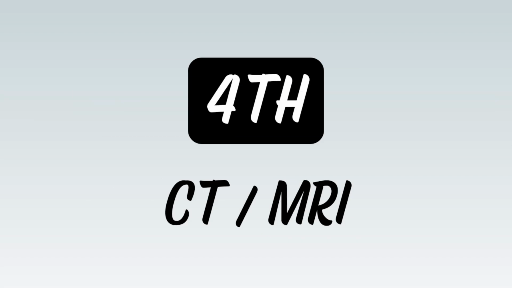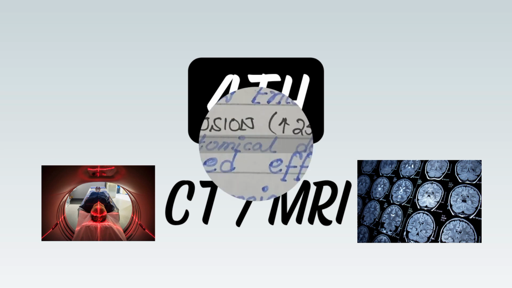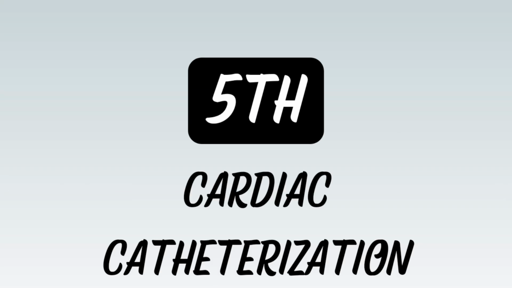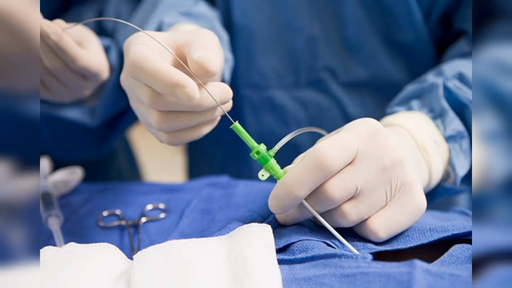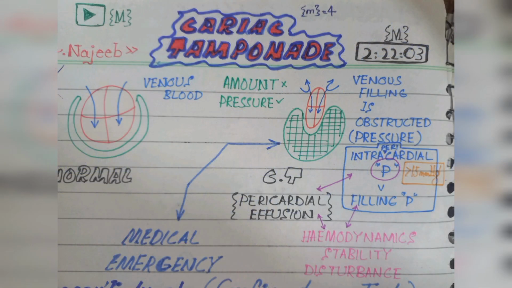The fourth is the CT scan or MRI of the heart, which will show anatomical details of the body with localized effusions, if any, and malignancies or mass lesions in the heart. Another method which is not usually used is cardiac catheterization, in which the diastolic pressure of the pericardium of heart is calculated, which is equal for all the chambers of the heart in the case of cardiac tamponade.